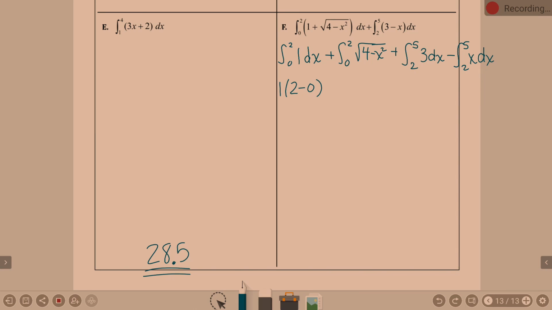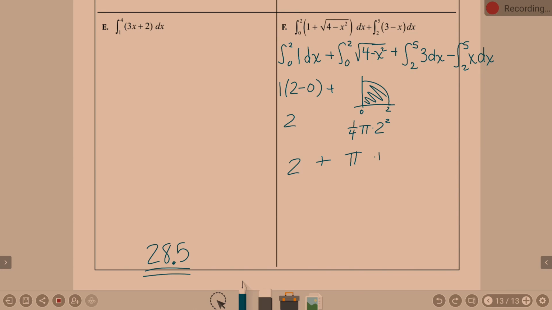Now, you guys called this a semicircle. Notice it's from 0 to 2, so it's actually going to be a quarter circle. Do you see that? Because it's just from 0 to 2, and it's just the positive square root. So that's going to be 1/4 pi r squared. Are you with me on that? So that's going to be pi. We have the 2 there. We have the pi.